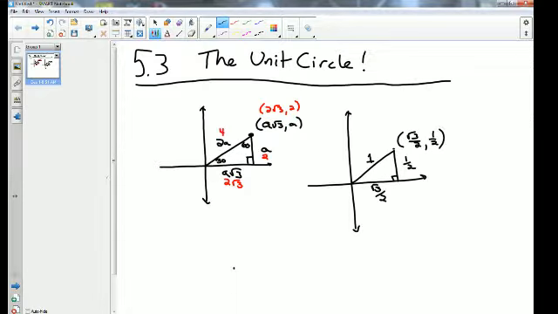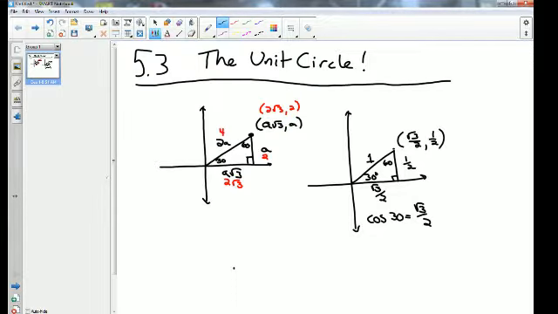In this triangle, what is the sine? No, let's go with cosine. What's the cosine of 30 degrees? Root 3 over 2 over 1. Right, root 3 over 2 over 1, which is just root 3 over 2.